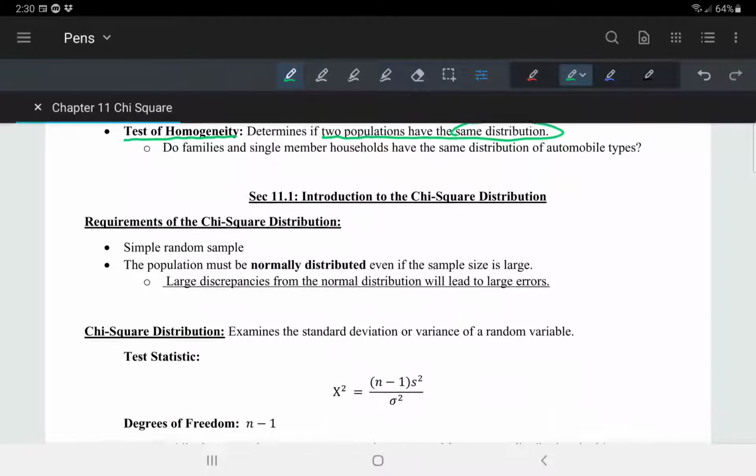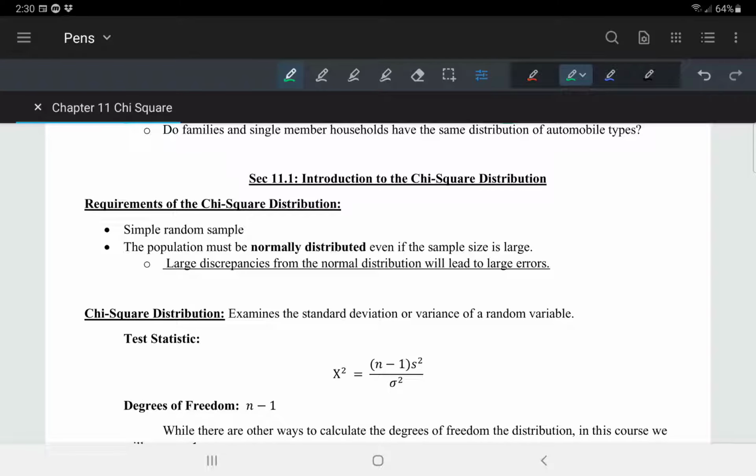So in section 11.1, we're just getting an introduction to the chi-square distribution. There are some requirements to use this, though. Again, we will always need a simple random sample. And here, the population must be normally distributed, even if the sample size is large. This one's very sensitive to discrepancies. So large discrepancies from the normal distribution mean that this will lead to large errors in our calculation, and that needs to be avoided. So in this distribution, the population must be normally distributed.